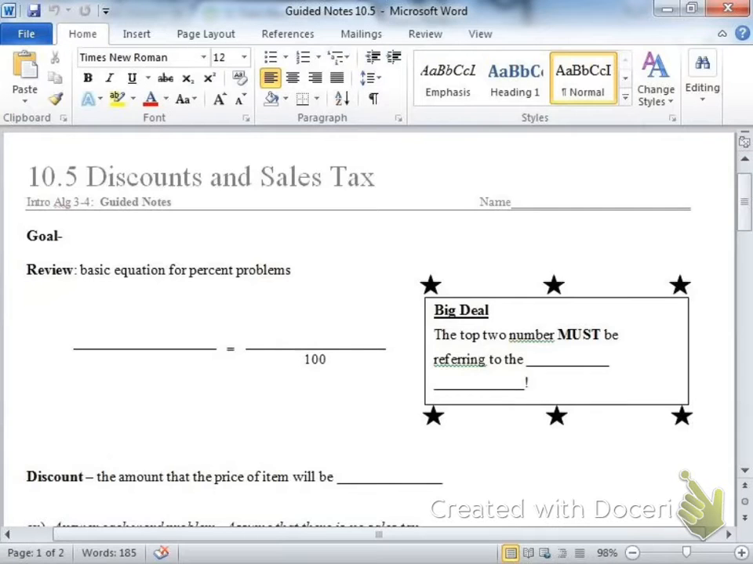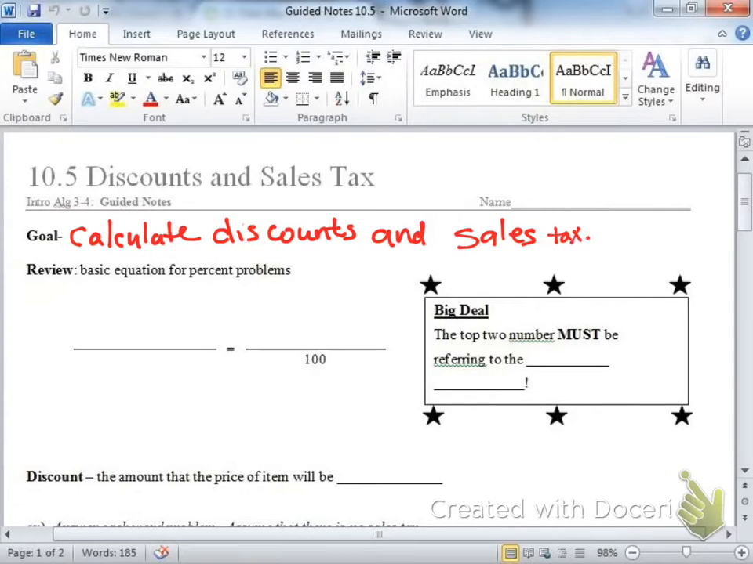Section 10.5 is all about discounts and sales tax. So our goal is to calculate discounts and sales tax. The reason we learn these together is because discounts and sales tax are both calculated using percents of an overall purchase. Okay? They're actually complete opposites.